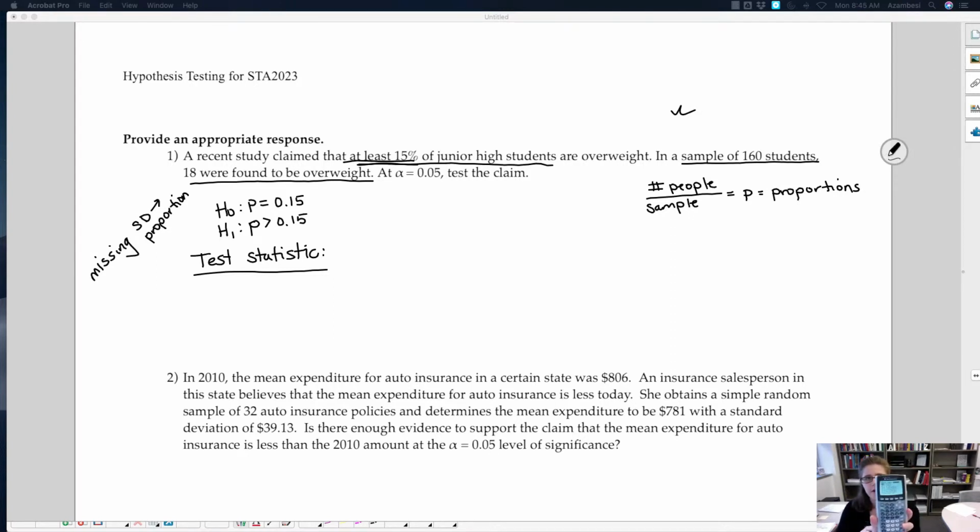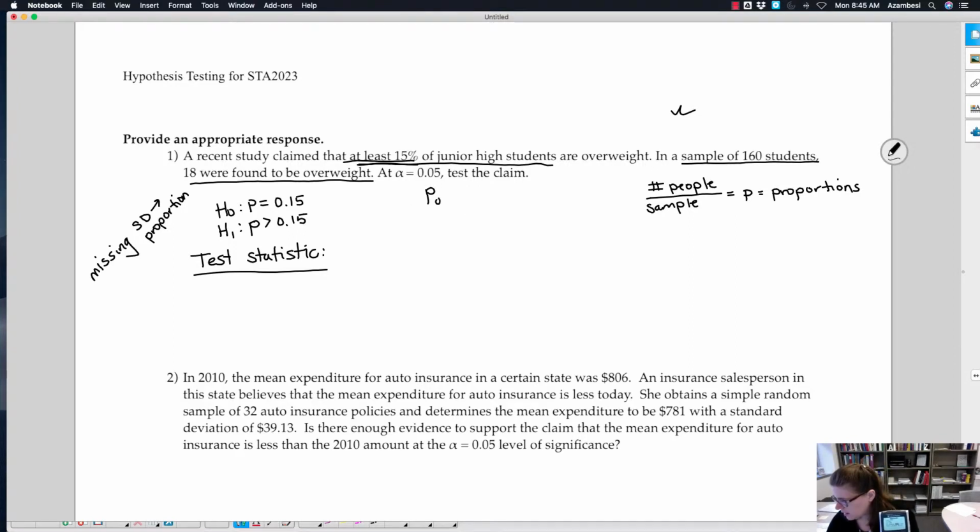First, in your calculator menu, you are going to go to the one proportion z-test. This one is a number 5 on my menu, one proportion z-test. And it asks you for a few things. The first thing it asks you for is p sub 0. So p sub 0 is our one from the population. So p0 here would be 0.15. It asks you for your x value. X is the number of people in the sample that have that quality. So here x is equal to 18. Your n value is the sample size, so that's 160.